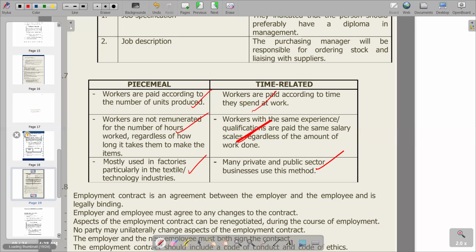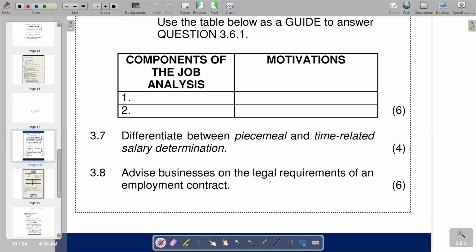We move on to the next part of the question, which is saying advise the business on all the legal requirements of an employment contract. The question has 6 marks, so obviously we need to raise at least 3 points there. Then, the legal requirements of an employment contract.